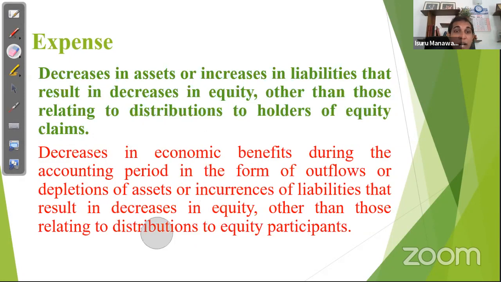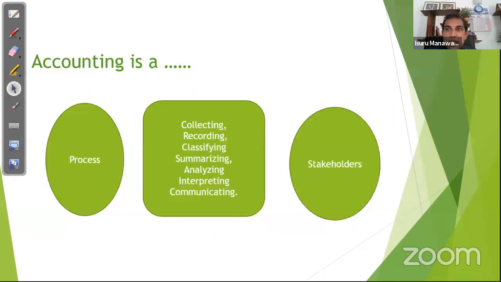Now we'll move to the last part of the lesson, the last part of the discussion. That is components of financial statements. In order to explain the components of financial statements, I would like to mention the definition of accounting. Simple definition, already I mentioned. Accounting is a process of collecting, recording, classifying, summarizing, analyzing, interpreting, and communicating that information to the stakeholders of the business in order to take decisions.